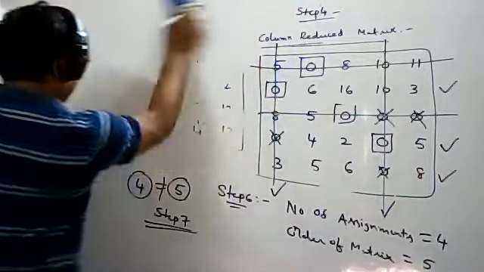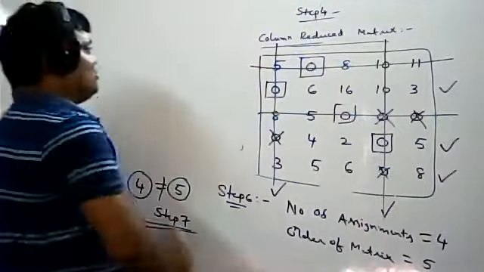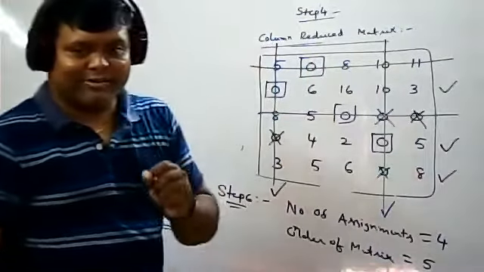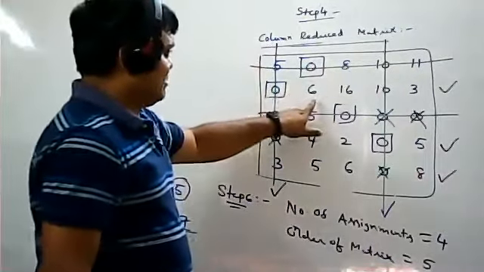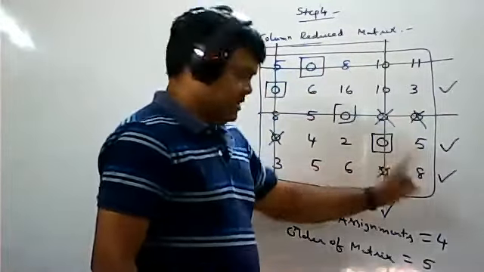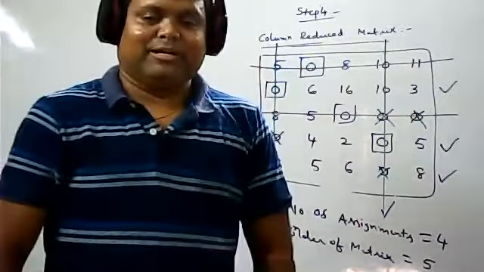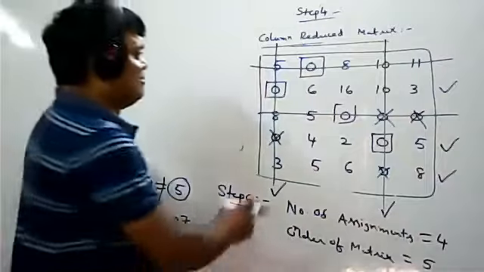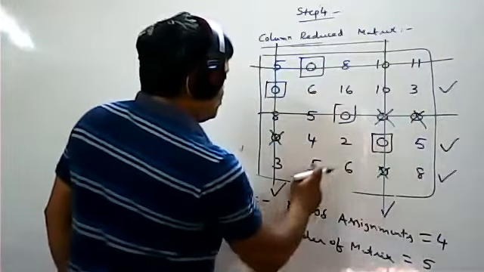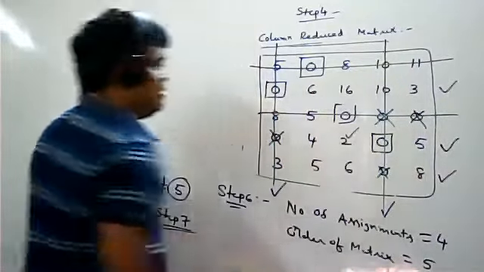Now step number 8. Step number 8 is nothing but you have to identify the uncovered elements. Uncovered means not covered by the lines. 1, 2, 3, 4, 5, 6, 7, 8, 9. So step number 8 is to identify the minimum element from the uncovered elements. What is the minimum element from the uncovered elements? 6, 3, 6, 16, 3, 4, 2, 5, 6, 5, 8. The minimum element from the uncovered elements is 2.